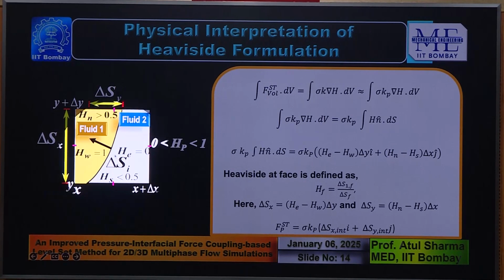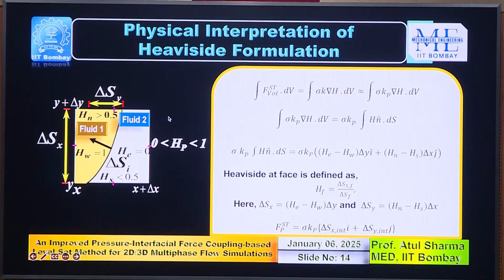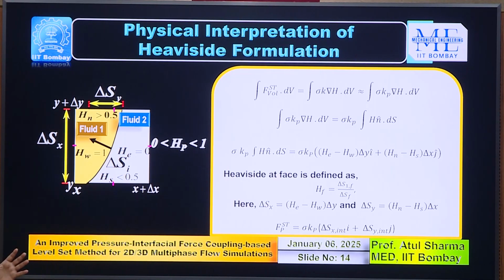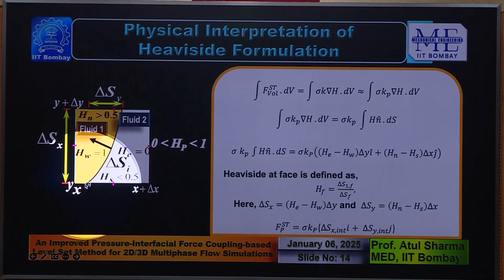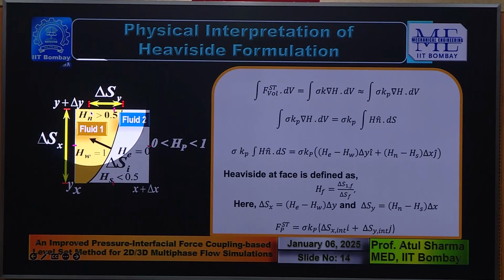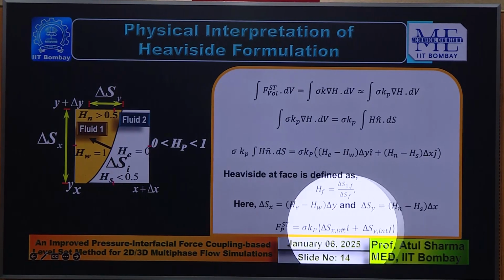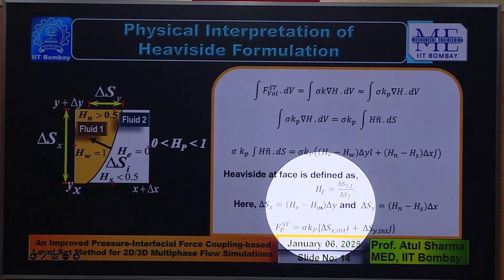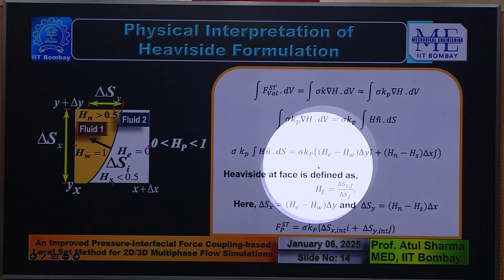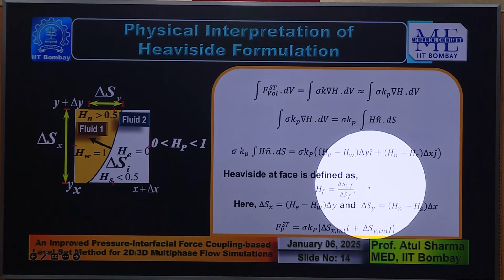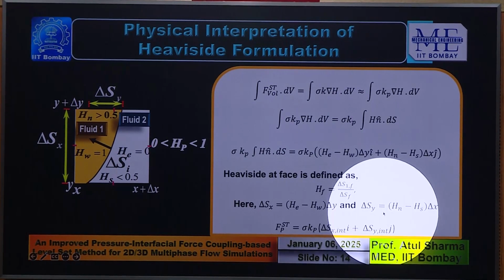The black line is the interface. Normally our control volumes are very small, so locally I can assume the interface to be linear. And this surface area, if I assume it as linear, has two components: this is the x component and this is the y component. It can be shown through a physical interpretation that this difference term is equal to the x component of the surface area of the interface, and this is the y component of the surface area.